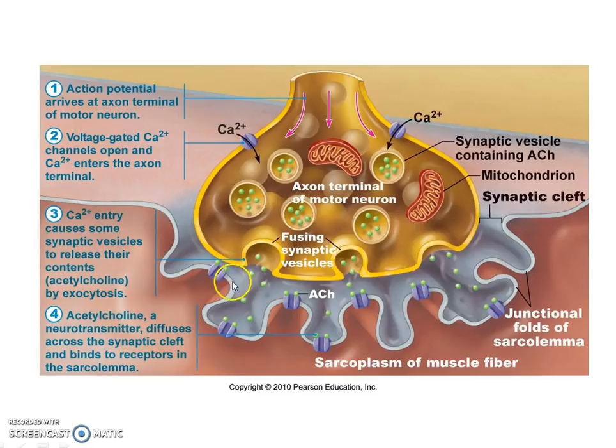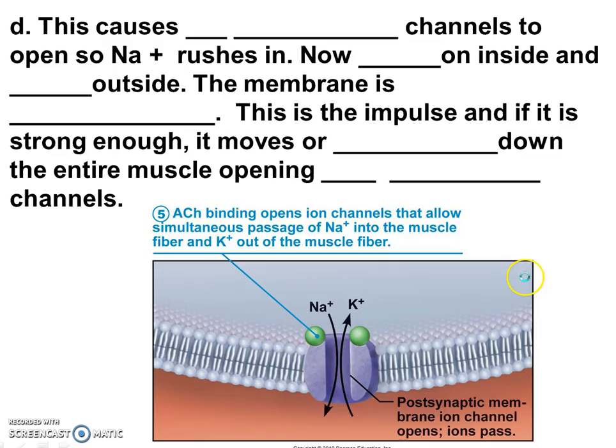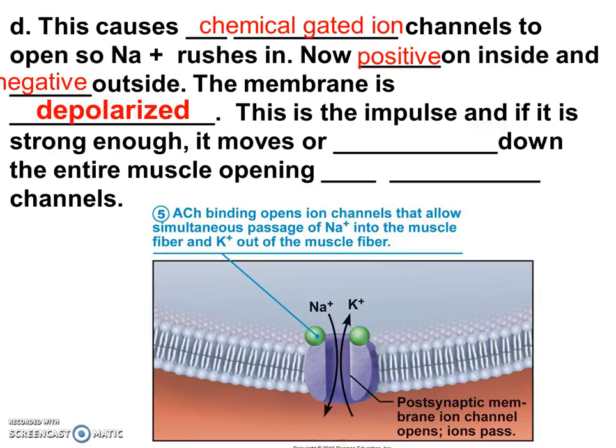When it attaches on the motor end plate, it's going to cause sodium channels to open. This is a chemical gated channel. So the acetylcholine is the chemical key that opens this channel. And so what happens is that sodium rushes in. So now you've got more positives on the inside and less positives on the outside, so it's negative on the outside. So this membrane is depolarized. If this is an impulse, and if it's strong enough, if it reaches threshold, it will move down the whole sarcolemma, opening up more sodium channels and propagating or conducting the action potential.